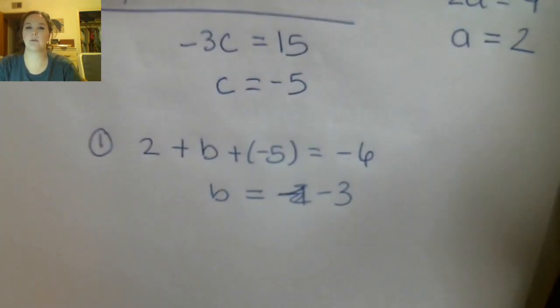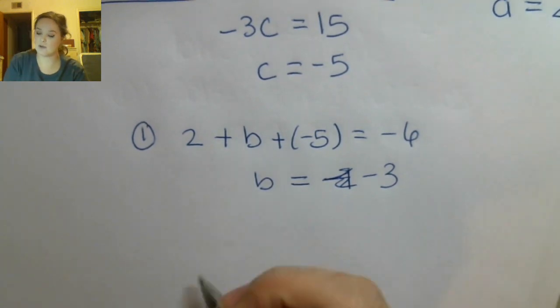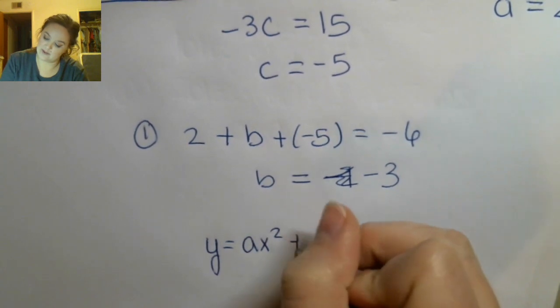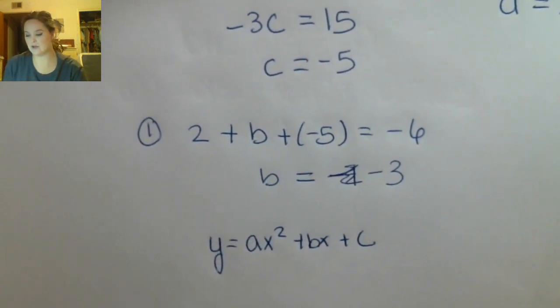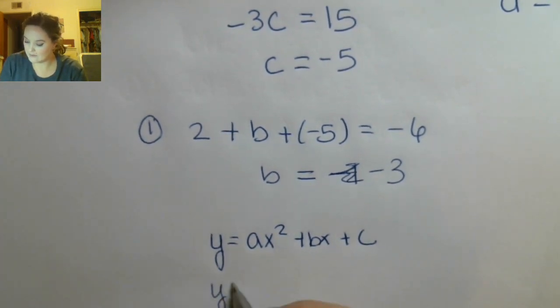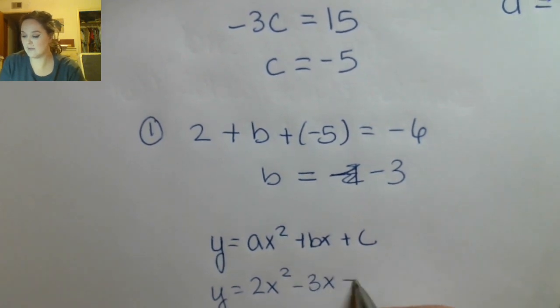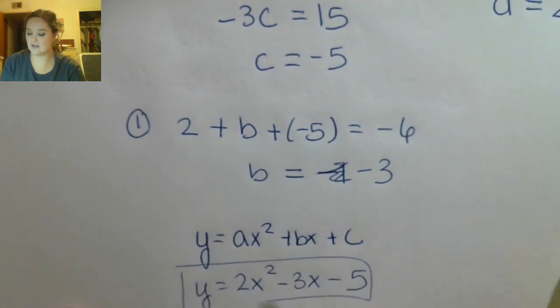Now, don't forget what the question was asking, right? We were asking, what's the equation of the parabola, right? So y equals ax squared plus bx plus c. And now we're going to fill in our information for a, b, and c. Okay. So we would have 2x squared minus 3x minus 5. Okay, and that's our final answer.